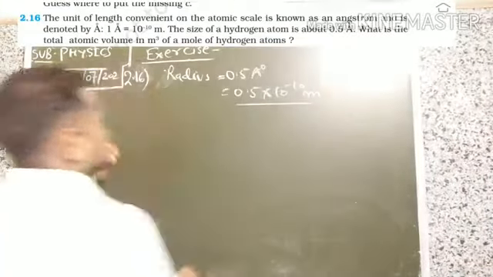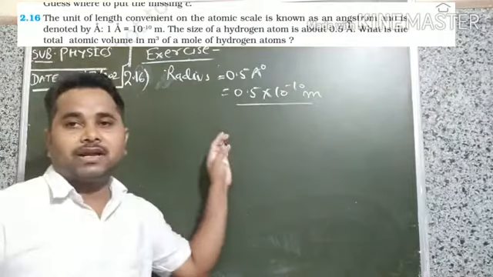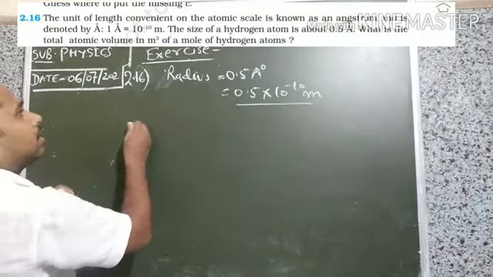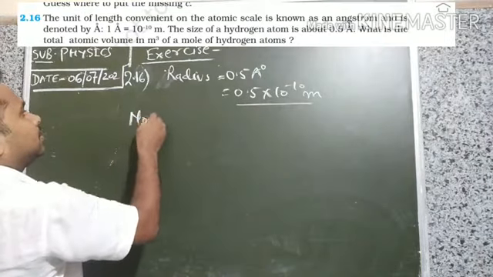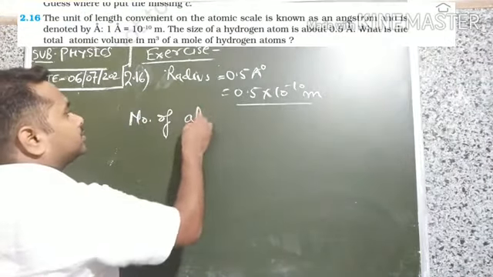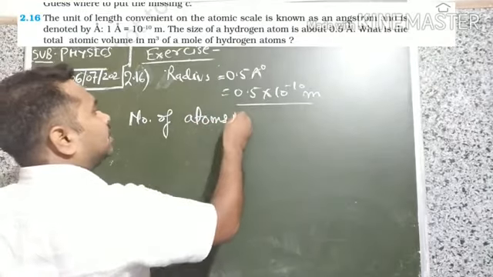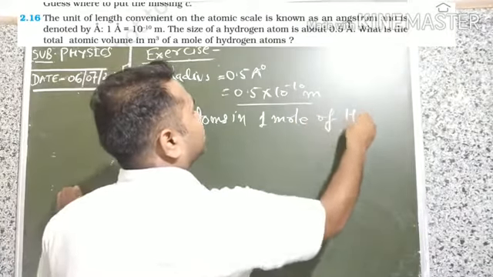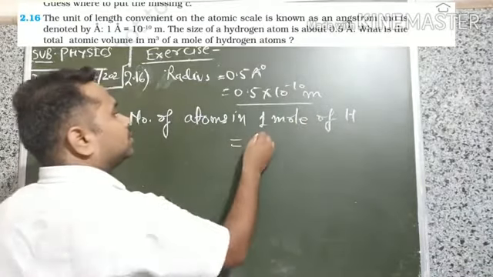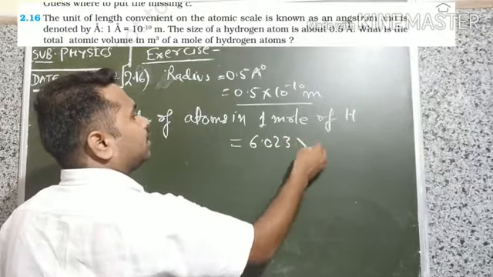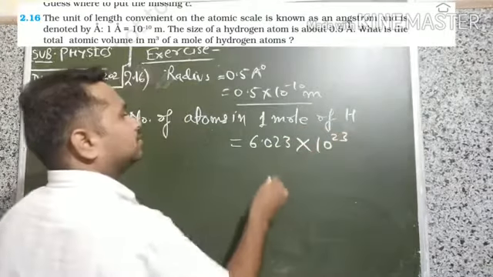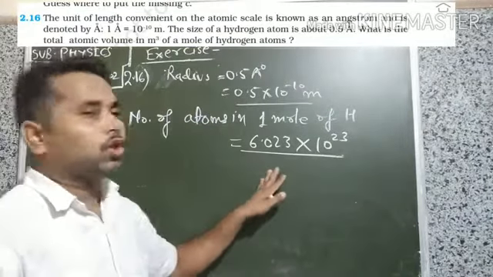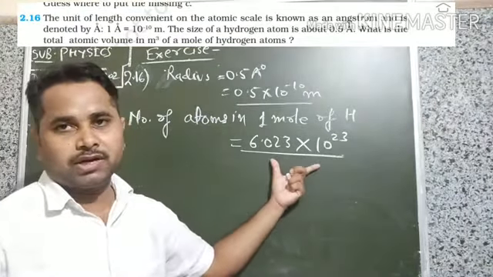Also, you know the number of atoms in 1 mole of hydrogen or any ideal gas. The number of atoms in 1 mole of hydrogen equals 6.023 into 10 to the power 23. This is the Avogadro number. So here we have to find the volume of these many hydrogen atoms.